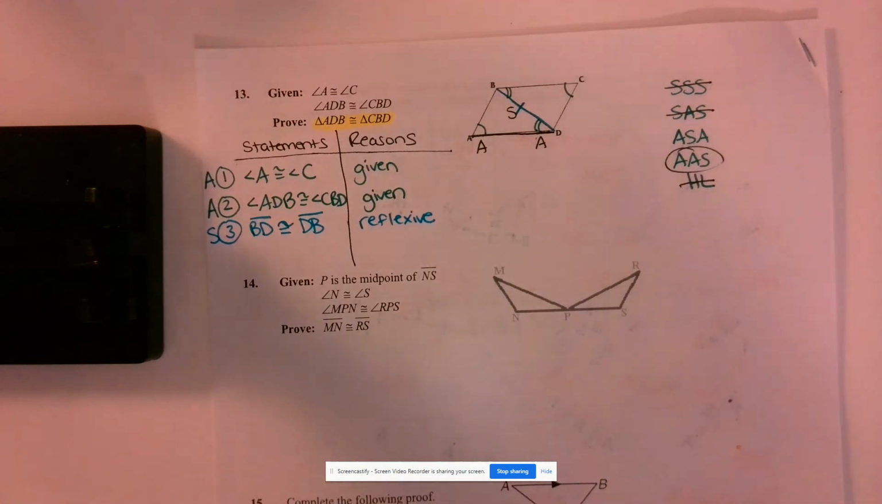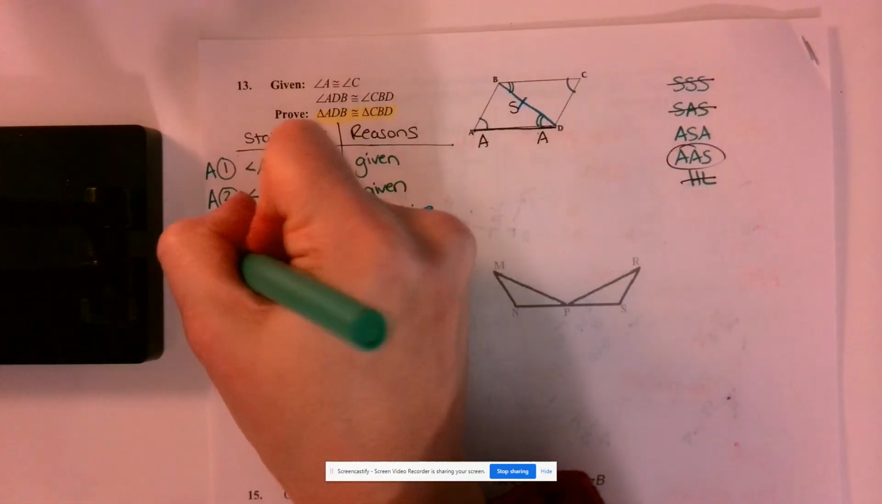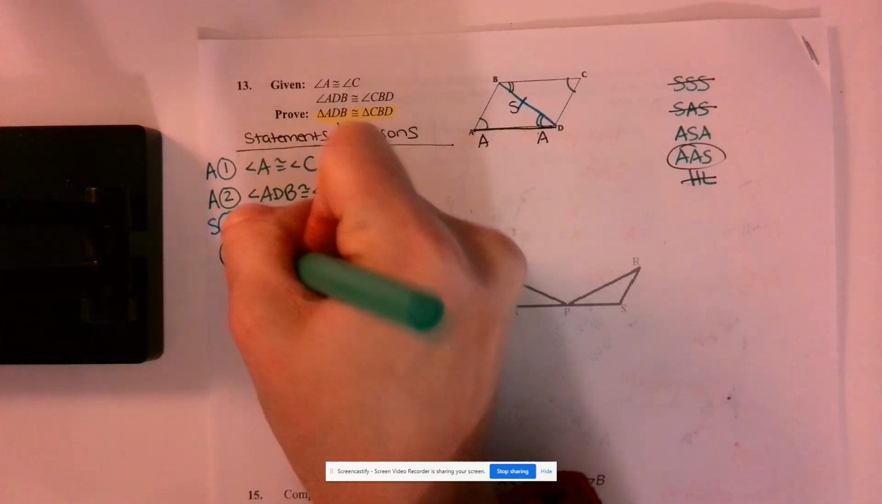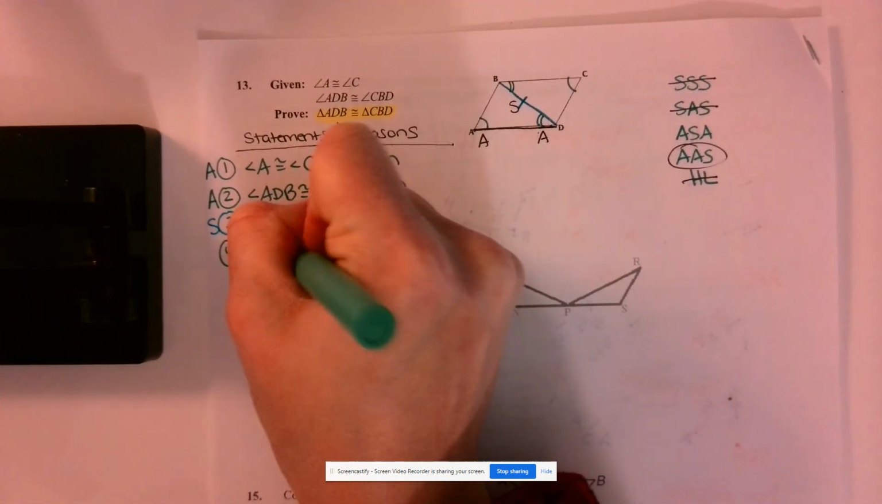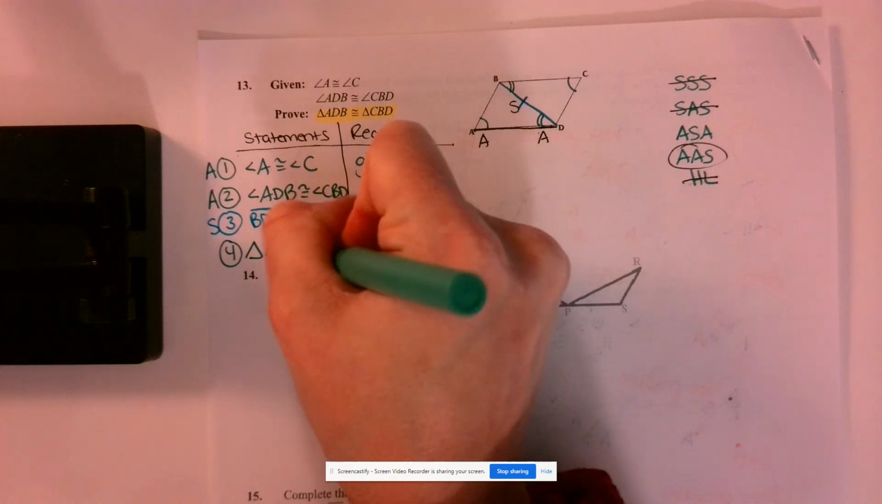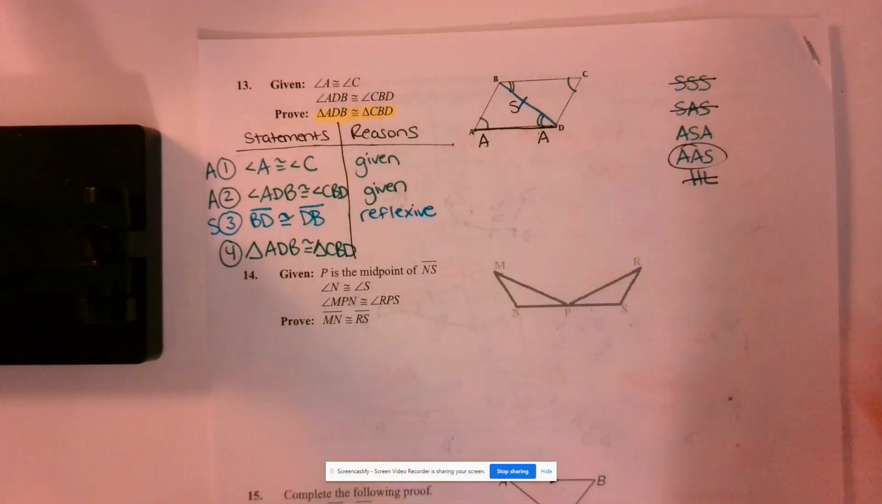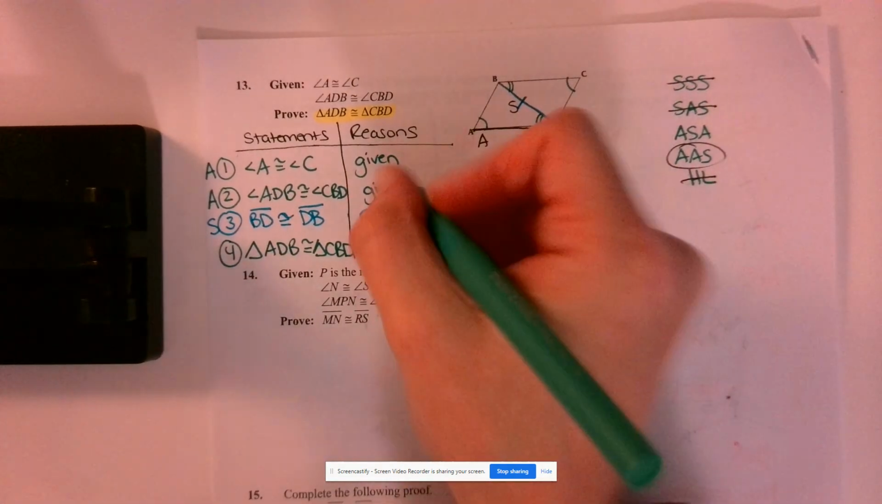We are ready to now state that the 2 triangles are congruent. So our fourth and final statement, triangle ADB is congruent to triangle CBD by the angle side congruence theorem.